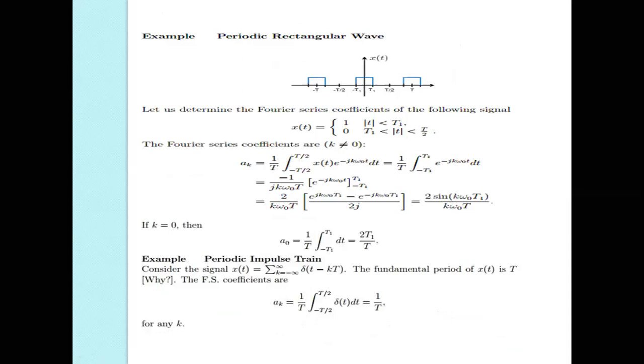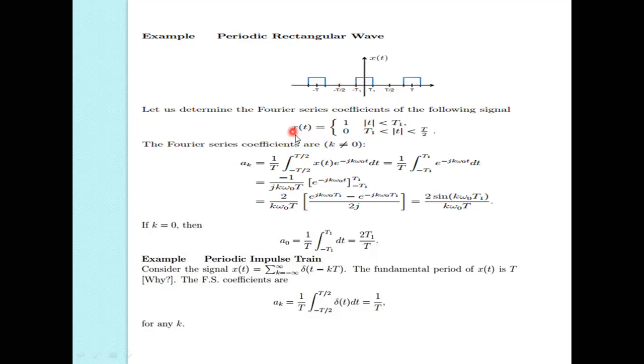Now, in the given example, there is a periodic rectangular wave. Here the rectangular wave is from minus t1 to t1, and from minus T by 2 to minus t1 it is 0, and t1 to T by 2 is also 0. So the total period here you can take as minus T by 2 to T by 2.